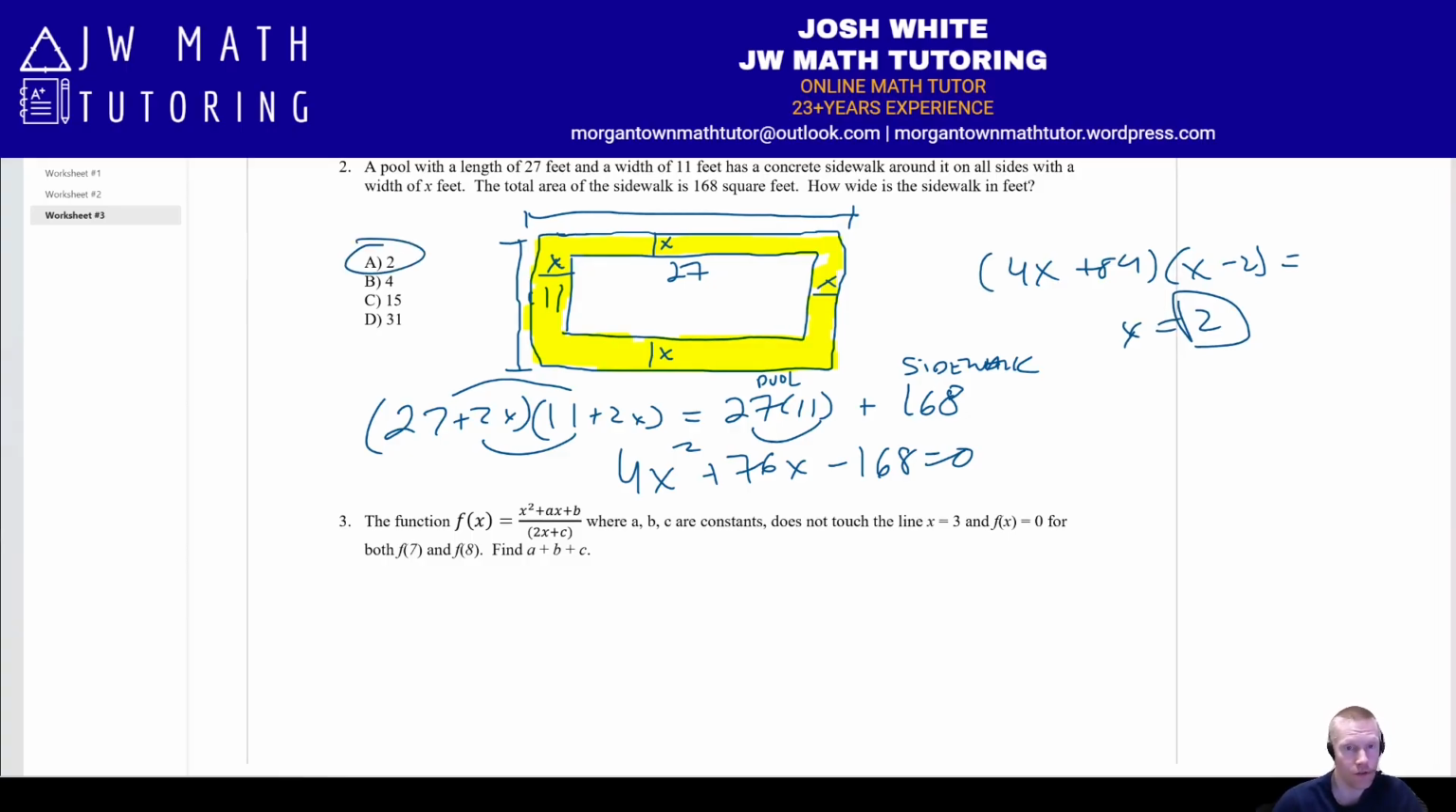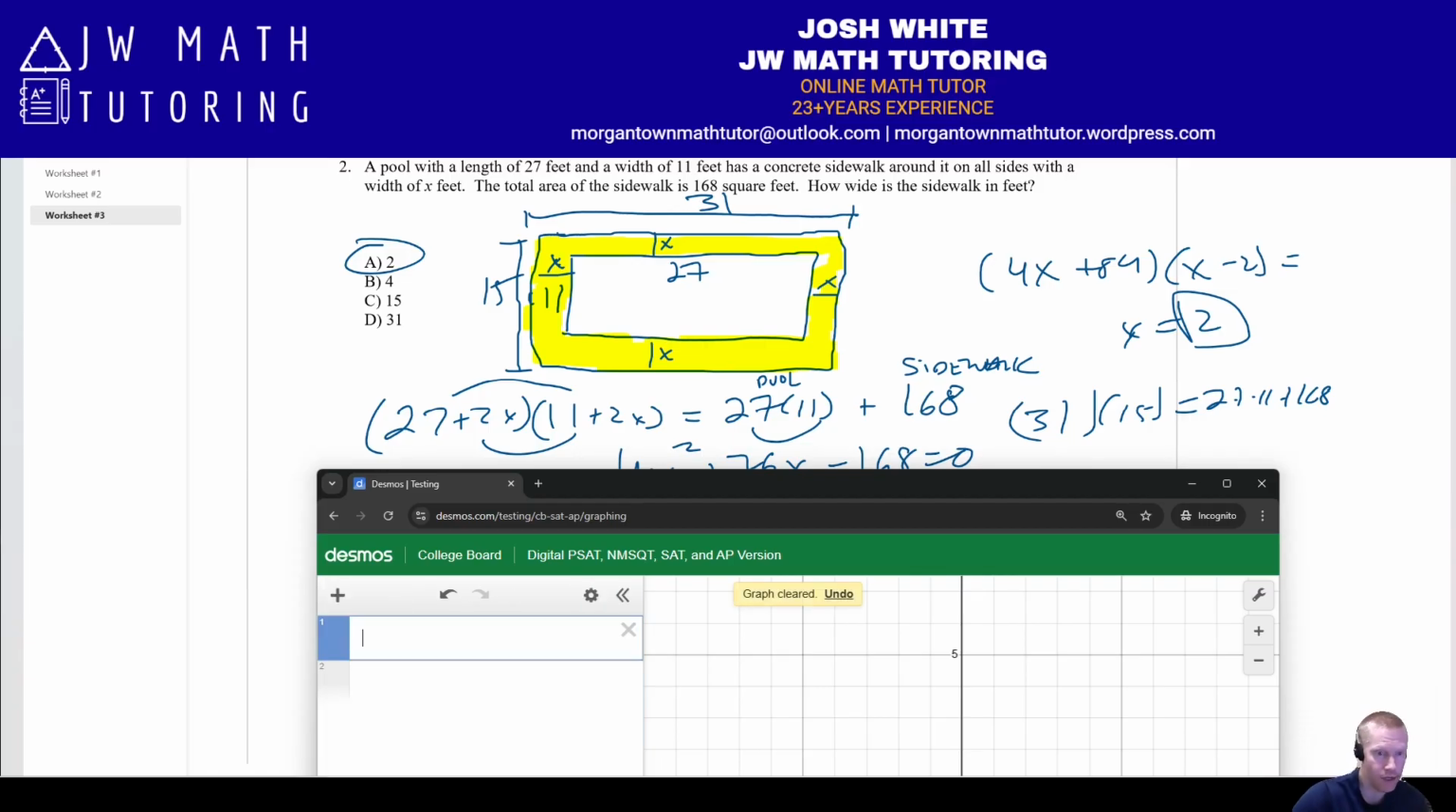Now, since this one was mentioned to be multiple choice, you could also do this by back solving. You could take the value for x and plug it in. This is 27. If it's 2 feet on either side, that would mean this is 31. And the other way, it would be 15. And you do 31 times 15, and see, does 31 times 15 equal 27 times 11 plus 168? If it does, which it should, then we have the correct answer. If it does not, then you could move on to answer choice B.